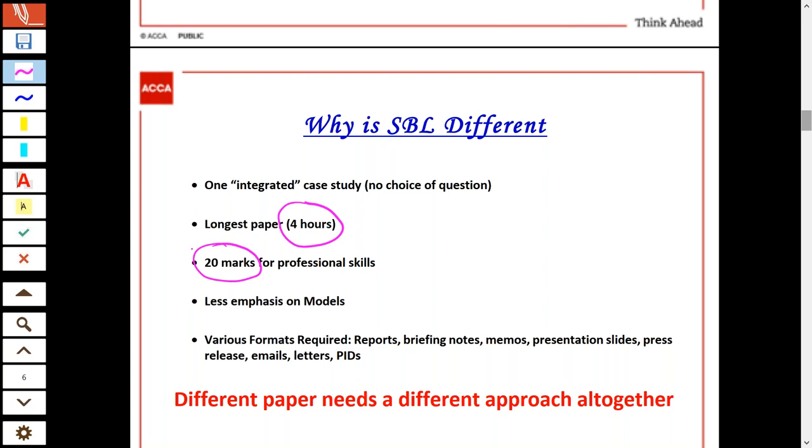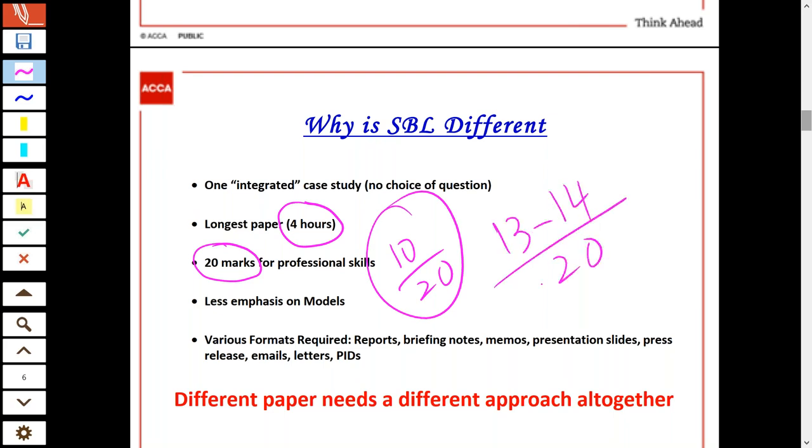The problem is that professional skills is something which I call intangible. There are certain guidelines and techniques which I will make sure you understand, and we have to score at least 10 out of 20 in order to pass. Ideally, I would target 13 or 14 marks out of 20, but keep in mind that you have to score at least 10 out of 20. So professional skills is something we need to focus on and cannot afford to ignore.